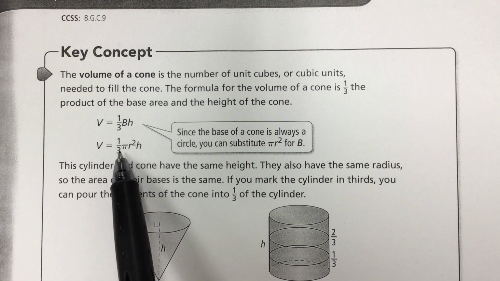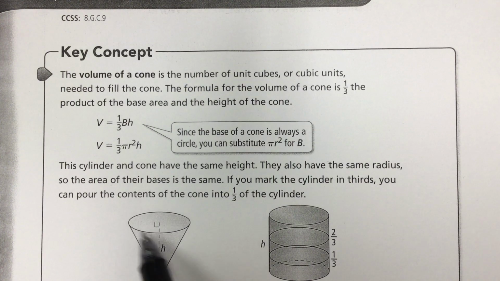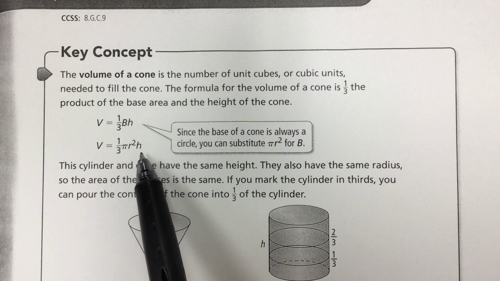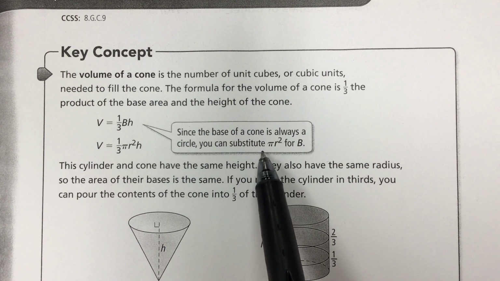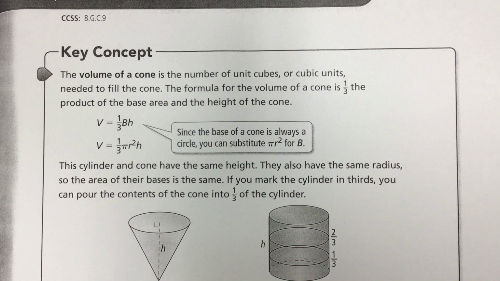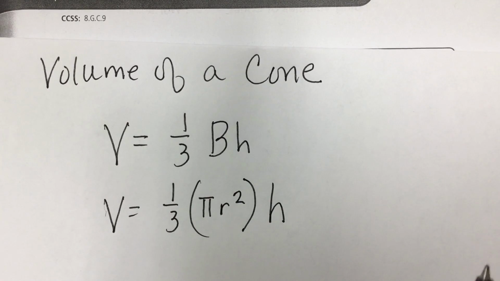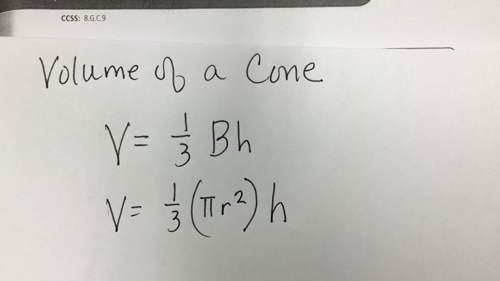So volume is equal to 1/3 times the area of the base. Area of the base is pi r squared, times h. Since the base of the cone is always a circle, you can substitute pi r squared for B. So I've listed these out for us. Volume of a cone: volume is equal to 1/3 BH. B is the area of the base. My base is a circle, and the area of the circle is pi r squared. So the volume of a cone is 1/3 times pi r squared times h.